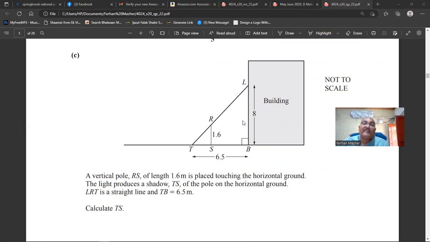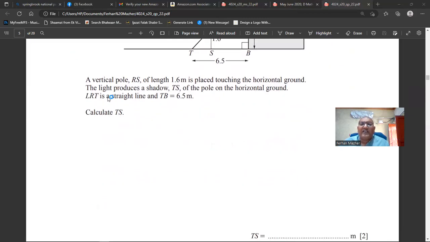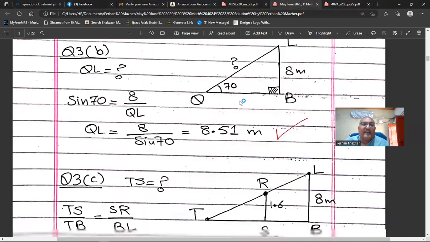You see this triangle, this small triangle, and this full triangle, they are similar to each other. The reason is this angle is common, this angle is 90, this is 90. So two angles are the same in these two triangles. So these triangles are similar. So the ratio of the SR to the BL and the ratio of the TS to the TB will be equal to each other. That's the property of similar triangles. So very easily I can find out the TS. It's a 2 marks question. So let's see, I have done this.